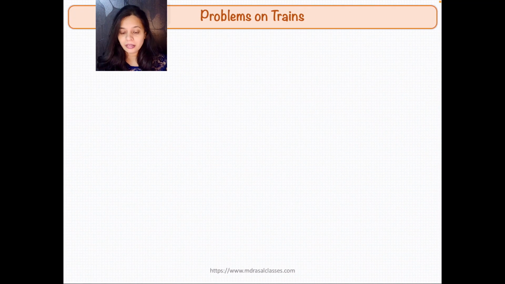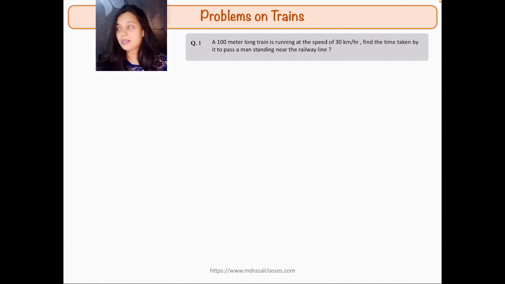See on the screen. The question is: a 100-meter long train is running at a speed of 30 km per hour. Find the time taken by it to pass a man standing near the railway line. So there is a man standing near the railway line, and the train is crossing that man. How much time does the train take to cross that man? This is our question.